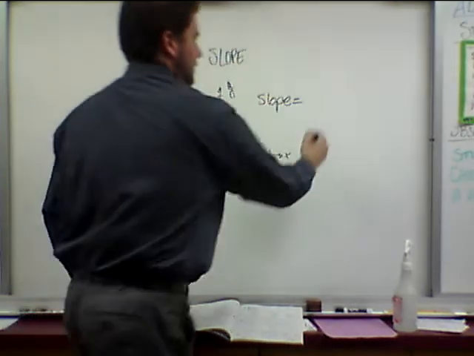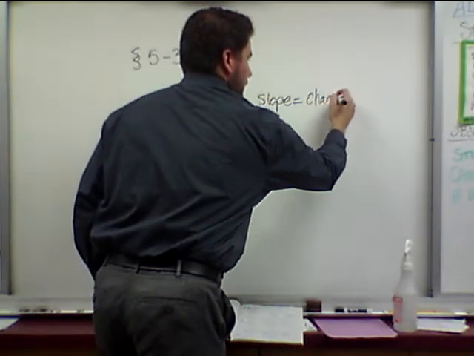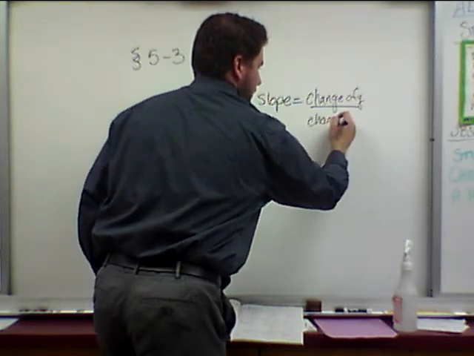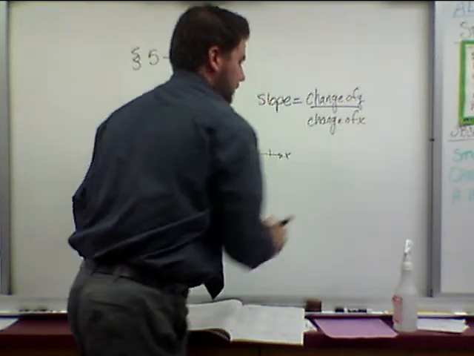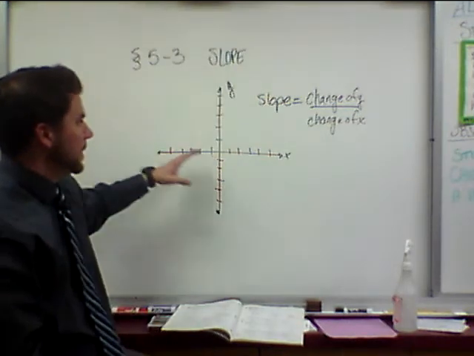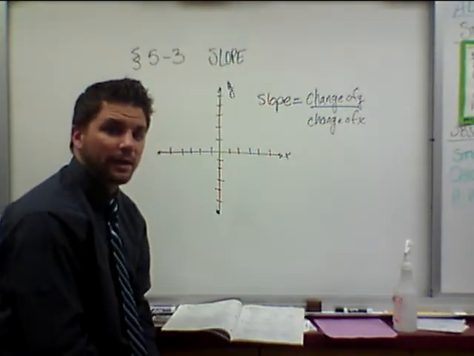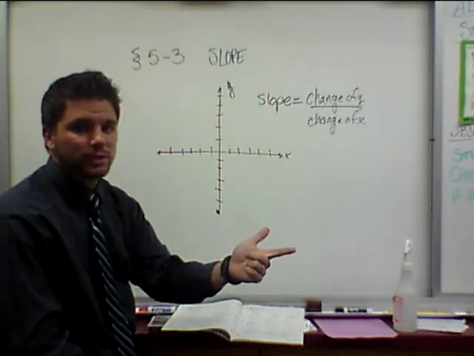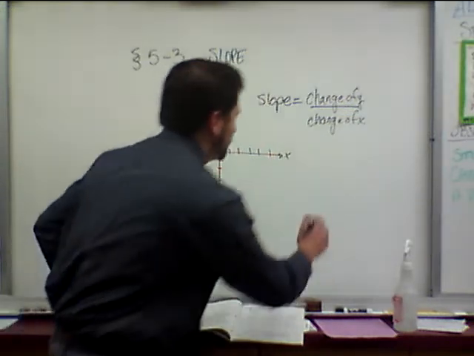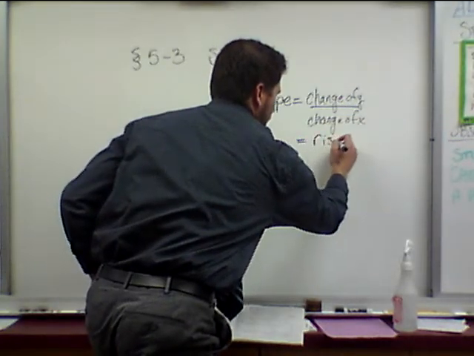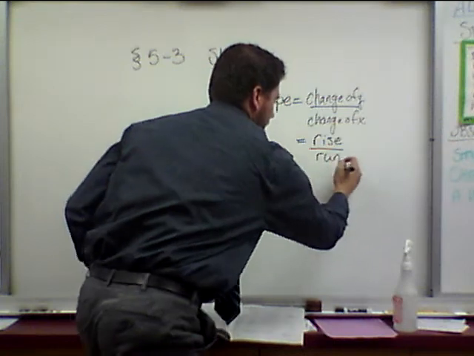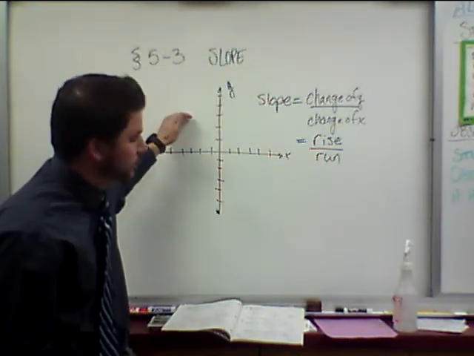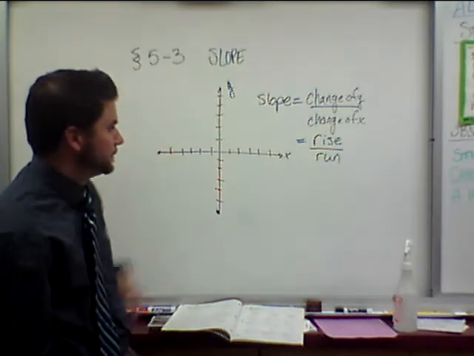Slope is the change of y over the change of x. So if I'm looking at a different line that I have, I'm going to be looking at how much y changes compared to how much x changes. Another way of writing slope is rise over run. So we can look at how much something rises compared to how much something runs.